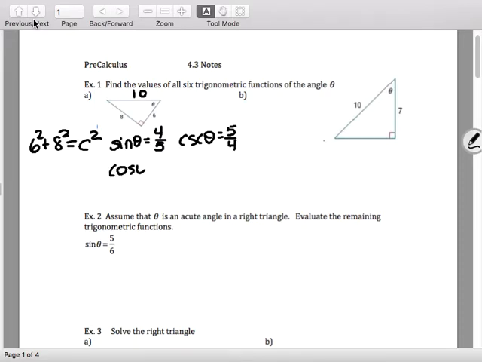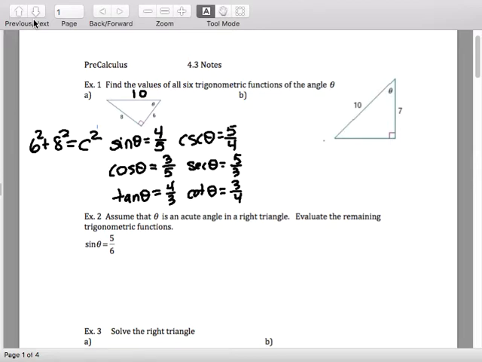This should be review from geometry and algebra 2. Cosine theta is adjacent over hypotenuse, 6 over 10. We reduce all fractions. And we did the reciprocals last year, cosecant, secant, and cotangent. So secant theta is 5 over 3. Tangent, TOA, is 8 over 6 or 4 over 3. Cotangent would be the reciprocal.